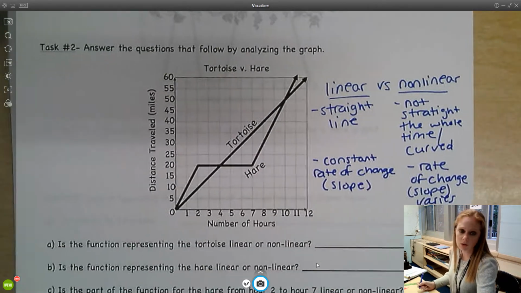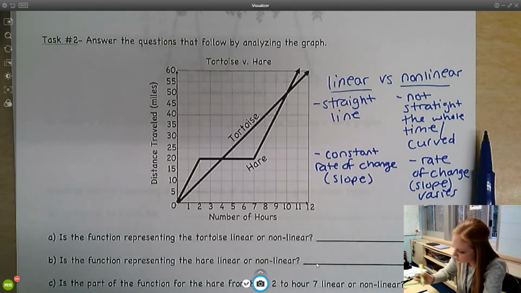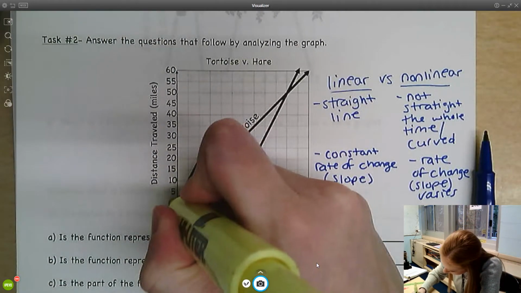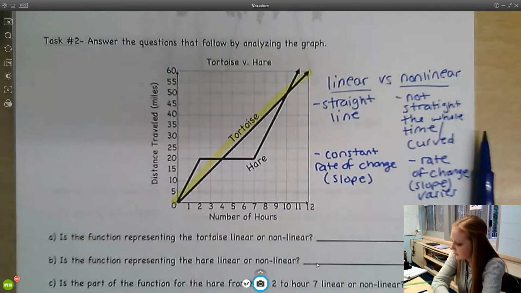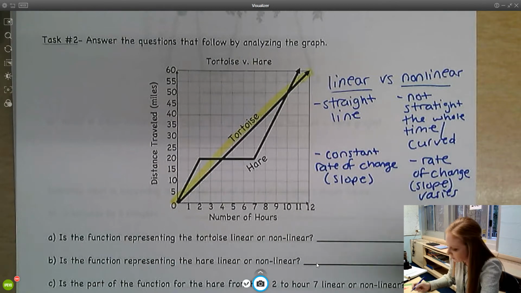Okay, so let's use those notes to help us. Is the tortoise's graph linear or nonlinear? So I'll put that in yellow here. Here's the tortoise. A nice straight line. Think it's linear if you can line up your ruler with it, and you'll be able to draw it with a ruler. So this is linear.